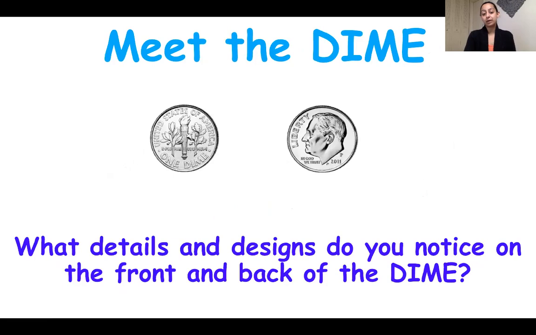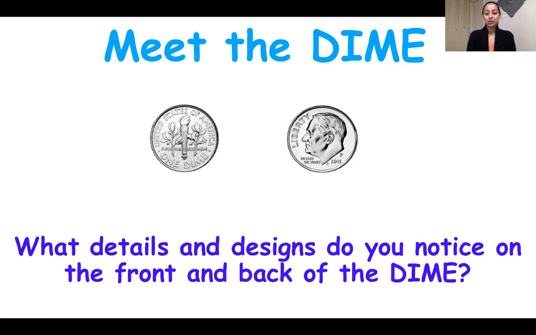Our last coin that we're going to meet today is the dime. And this is the heads and tails of a dime. These are the only way a dime can look. There's only 2 ways that a dime can look. So just like we did for the nickel and the penny, go ahead and pause the video and study all the details of the dime. Notice all the details of the pictures that are on the heads and the tail side of the dime. Pause now and study.